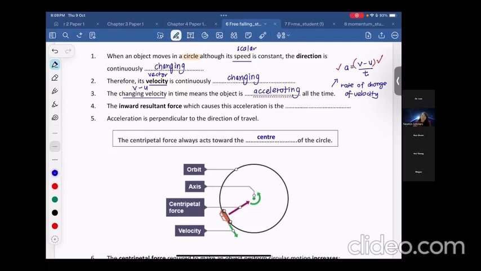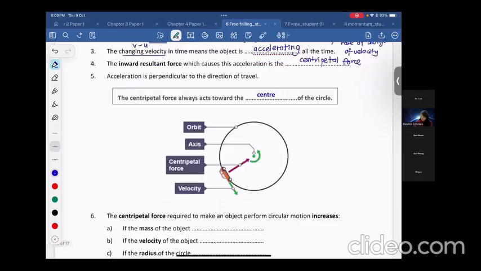What causes the object to accelerate? Accelerate usually means speed up, but here the acceleration is because the direction changes. So the force that causes the object to move in circular motion and causes this acceleration, we call it centripetal force. This is the topic we want to learn today.